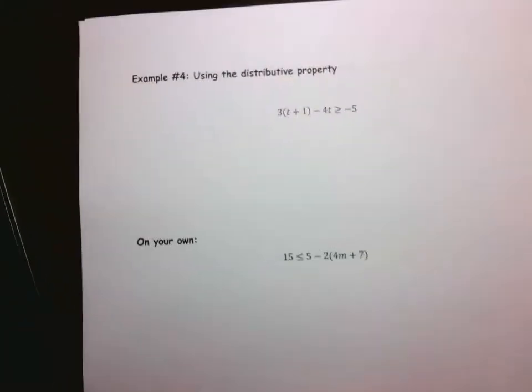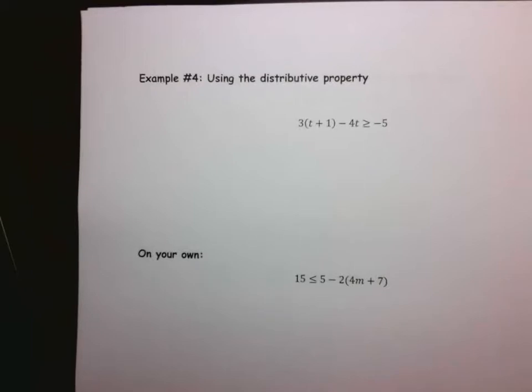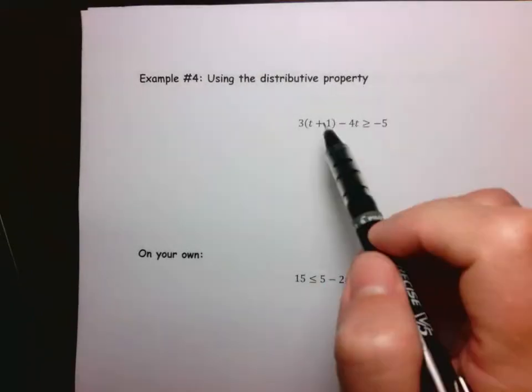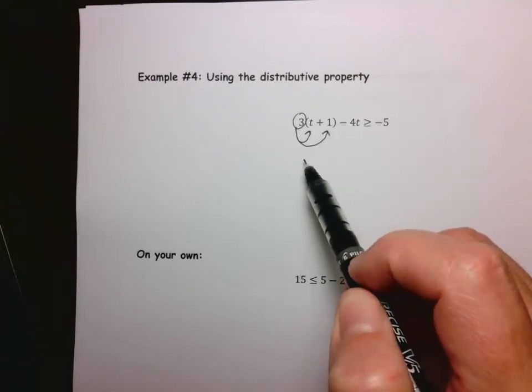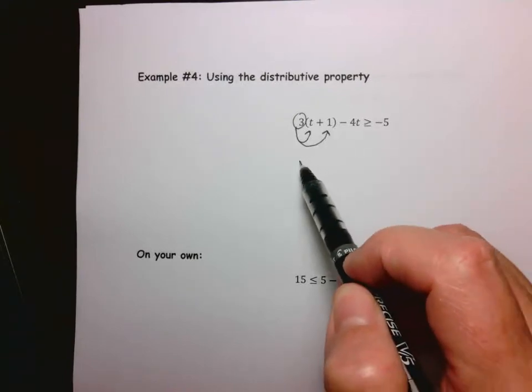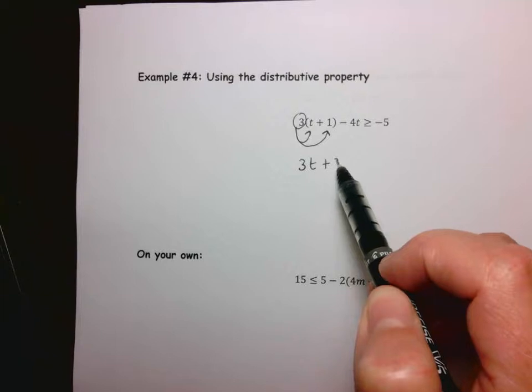Using the distributive property, the process is going to remain the same. The first thing I need to do is multiplication. So I'm going to multiply the 3 into each term there. So that becomes 3t plus 3.